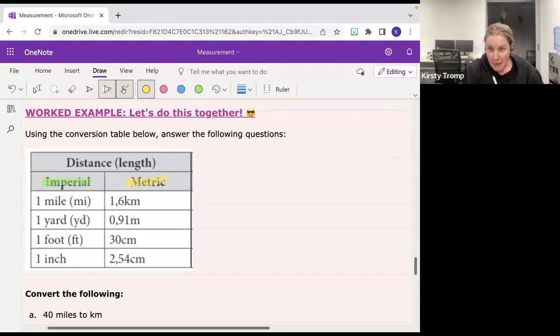So 1 mile in America is the same as saying 1.6 kilometers. 1 yard in America is the same as saying 0.91 meters. 1 foot is the same as 30 centimeters, and 1 inch is the same as 2.54 centimeters. Again, you do not need to know this off by heart. It will be given to you in the exam.